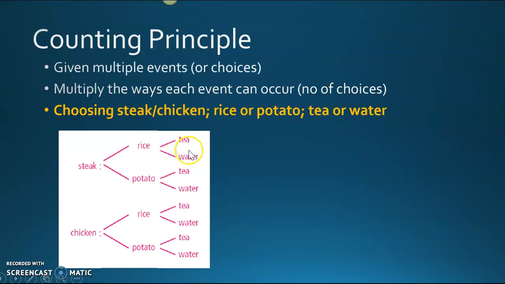So if you count down the last side here on the right, you have 1, 2, 3, 4, 5, 6, 7, 8 different combinations, 8 different meals you can create. That's because there are 2 times 2 times 2 or 8 possible dinners. So you multiply the number of ways that each thing can occur. You have 2 choices for the main course, 2 choices for a side, 2 choices to drink. You have 2 times 2 times 2 or 8 possible dinners.